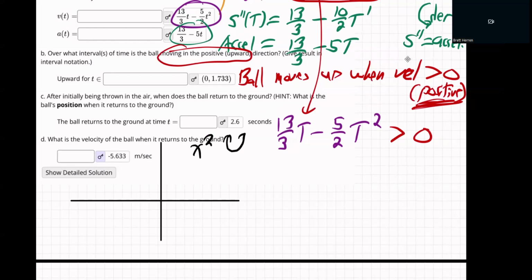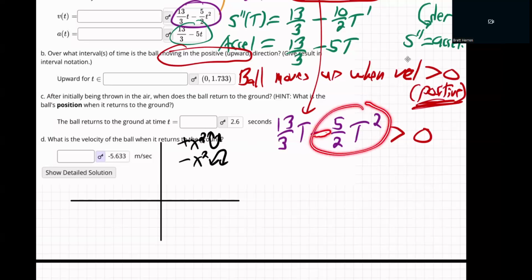If you have positive x squared, it's a U shape up. And if you have negative x squared, it's a U shape down. So you just kind of got to know that. You have to have done enough math and science to where when you see this, you go, oh, this is a negative. I don't care what the number is, but it's a negative t squared.